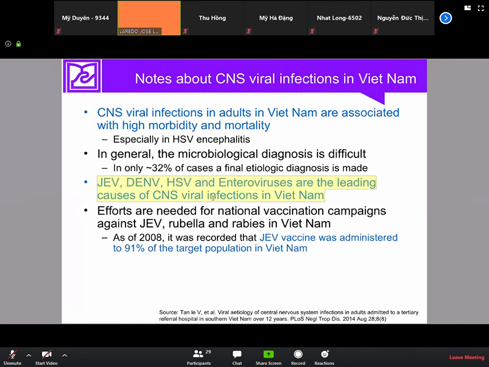So currently, we need strong efforts to vaccinate people against some viruses, against the most important. Japanese encephalitis is the most important. So currently we know that most young people in Vietnam are already vaccinated against Japanese encephalitis virus. If you want to read more information about encephalitis in Vietnam, you have here this paper that was written 6 years ago. This paper is free, and this is written by Vietnamese people, and you will learn a lot about encephalitis in Vietnam if you are interested.